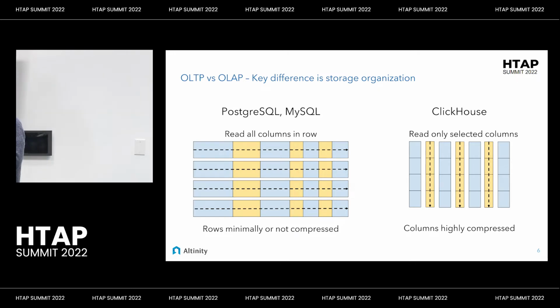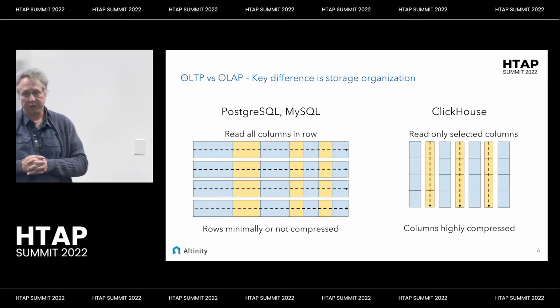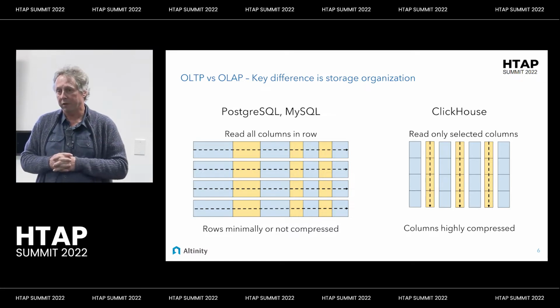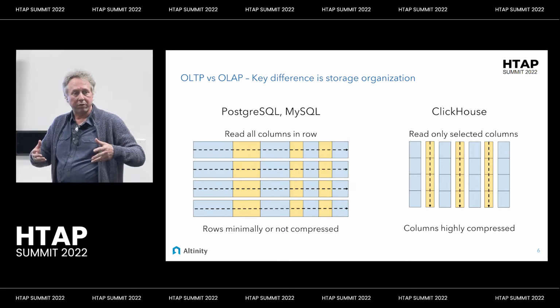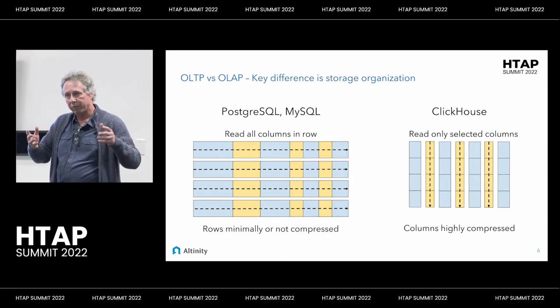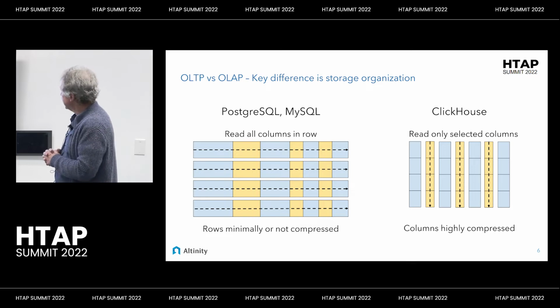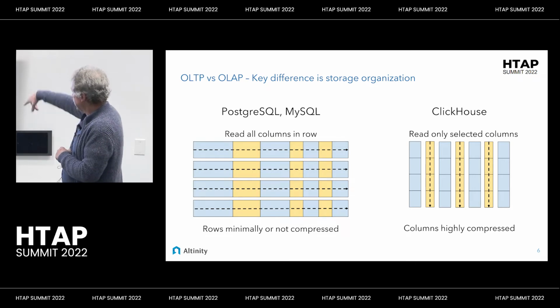Moreover, it's rare in those two databases to have the blocks be compressed, and the compression is often not particularly good. So in MySQL, the typical recommendation is not to enable compression because the overhead will slow down transaction processing. ClickHouse, on the other hand, stores data in columns.